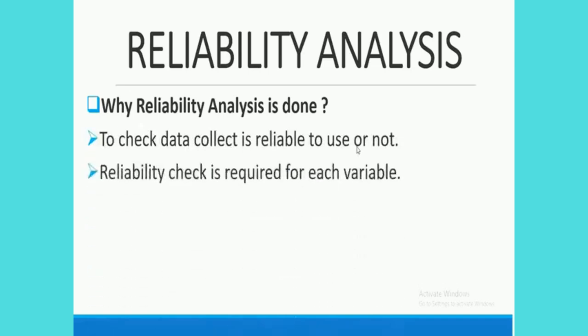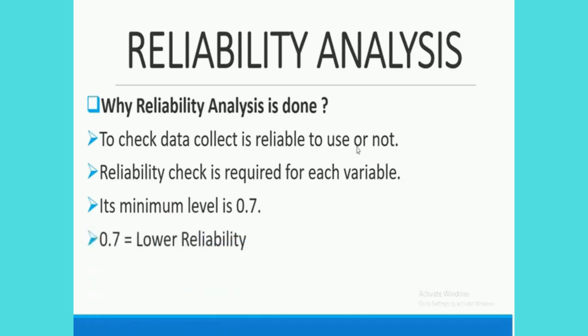Okay. Next, reliability is required for each variable, whether it's an independent variable, dependent variable, or moderator. So it's compulsory for every variable. Its minimum acceptable level is 0.7, and if 0.7 is your reliability, then it shows a lower reliability, but it's acceptable. If it's more than 0.7, like 0.8, then it's a higher reliability.